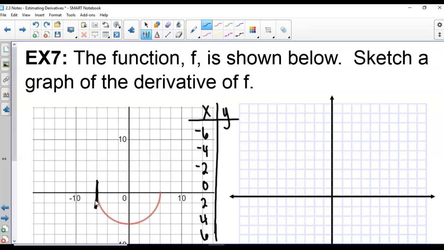at negative 6, what type of slope does it look like we have there? If we do a tangent line, if that's not just vertical, then it's got to be pretty close to vertical. So I almost think that looks like it might be undefined. It could be a really steep number possibly, but I'm going to go with undefined. So if I go to negative 4, that's this point right here.